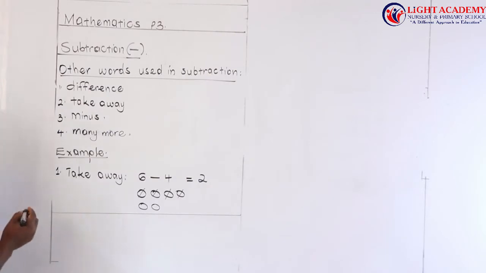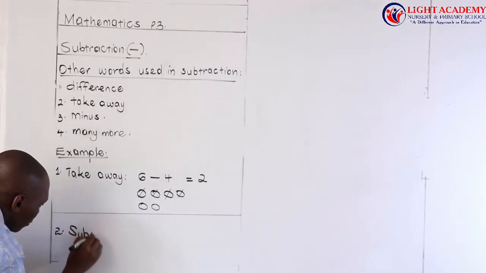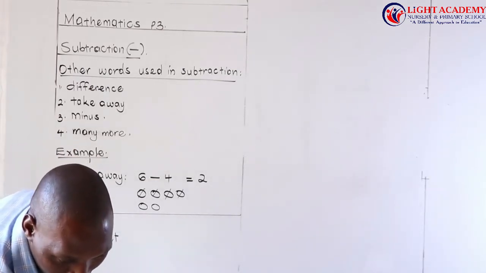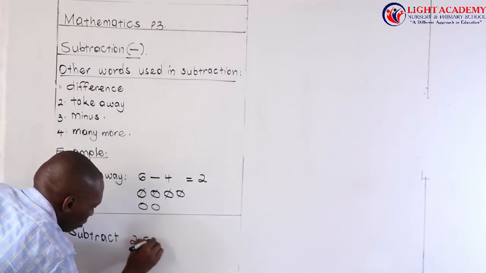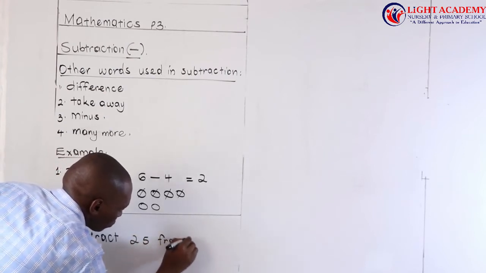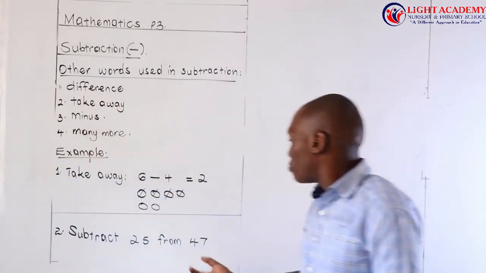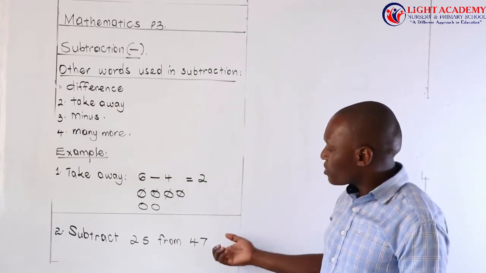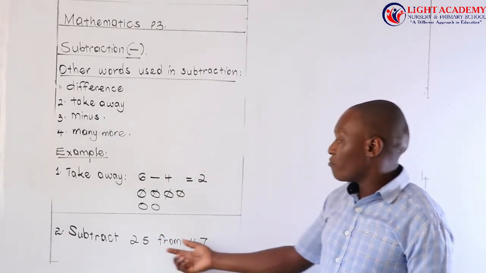So we can actually have a certain example at a P3 level. I can use this one. I can say subtract, using 2 digits, 25 from 47. So we can look at this question. They are saying subtract 25 from 47. What does this one mean? That 47 is bigger than 25. Therefore, these numbers are 2.